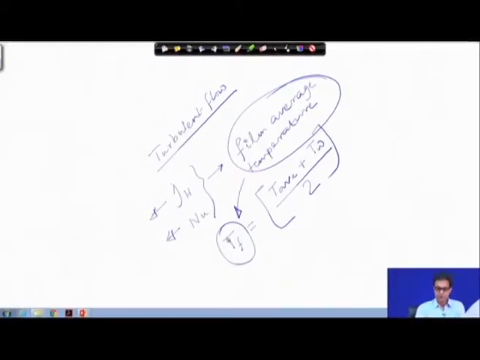This is very important so far as the estimation of these fluid properties is concerned, and we should not deviate from the film average temperature for evaluating the fluid properties. Otherwise, we may end up calculating a wrong Colburn J factor or Nusselt number. So we have to keep this in mind.